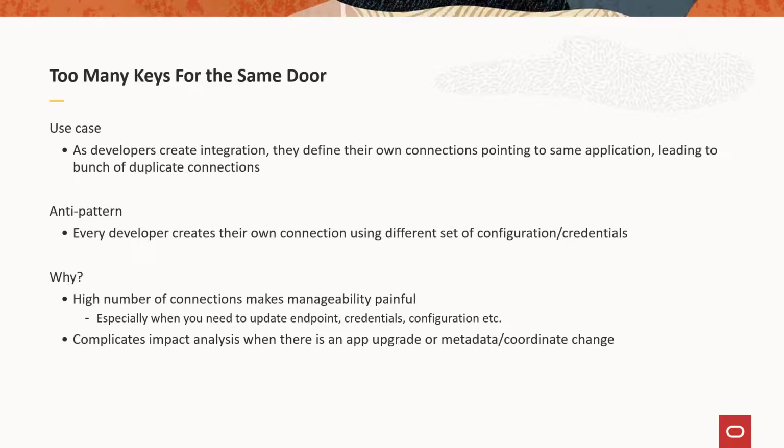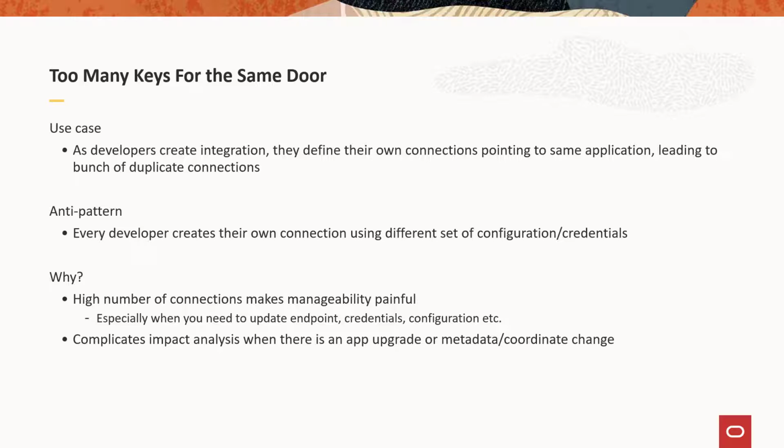Not mentioned here, but the operations team will not like you if you have lots and lots of connections for them to configure as they move into their test and production environments. So we want to have as few connections as we need and no more. It's a real pain to manage, particularly if we have to update endpoint credentials or configuration, because we have to go into multiple connections.